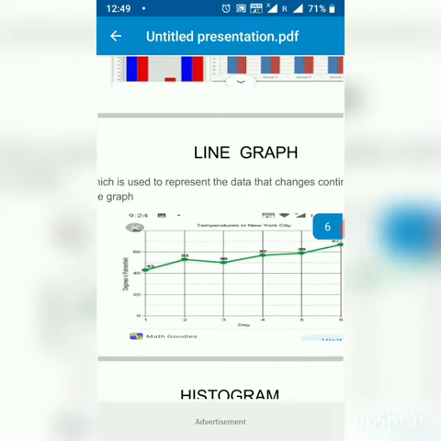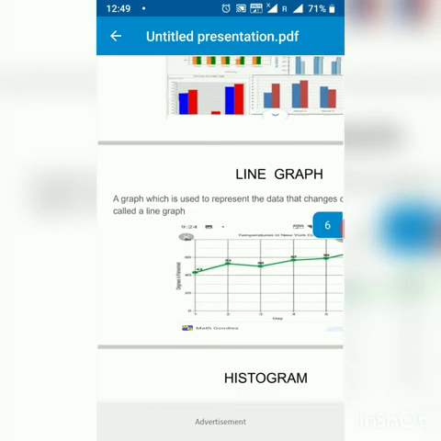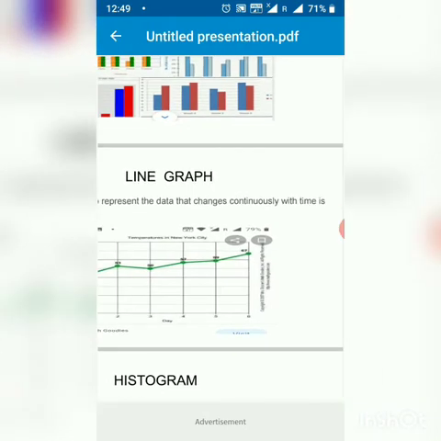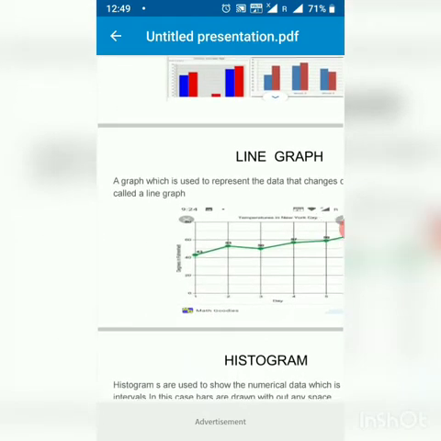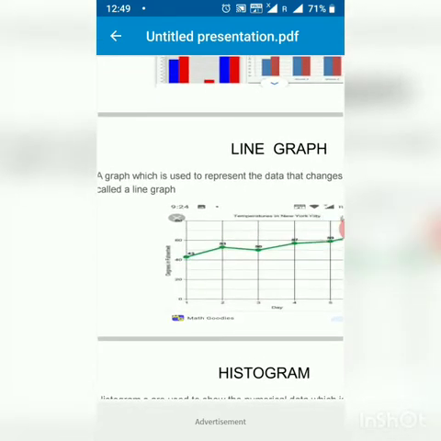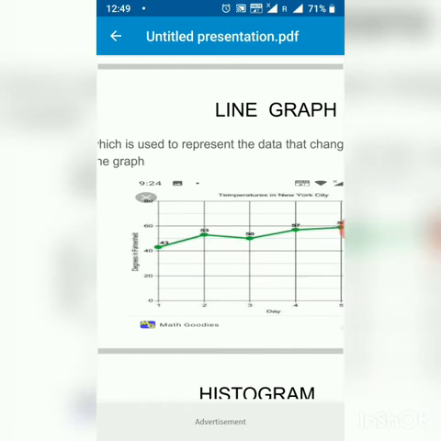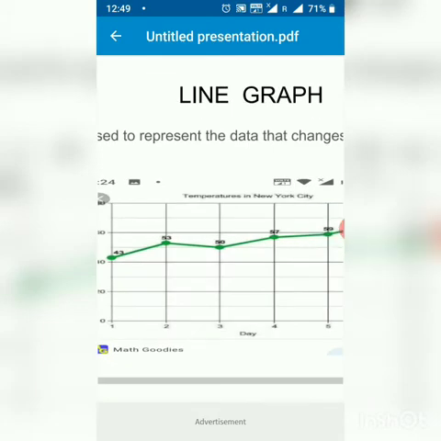Then comes the line graph. The graph which is used to represent data that changes continuously with time is called the line graph. In the line graph, the numerical value changes continuously. Like if a car runs, in the first hour it covers 40 kilometers. Then in the second hour, it covers 53 kilometers. Then in the third hour, it slows down to 50 kilometers.